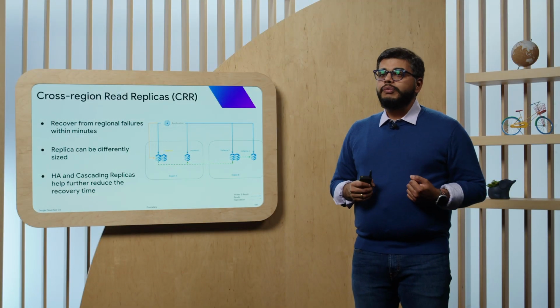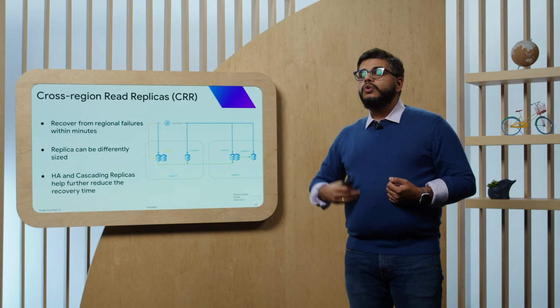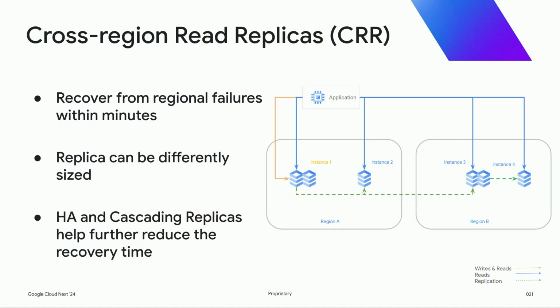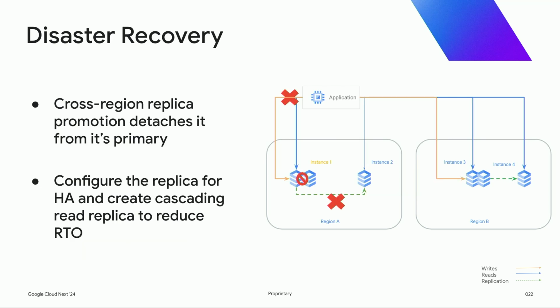Cloud SQL also supports the creation of cascading read replicas whose source is another read replica. And in this case, the promotion of a replica to be a primary instance means that its cascading replica is already there and is already able to use the primary instance. And so as you can see on this slide, if instance 1 is down, you will go and promote instance 3. It already has high availability enabled. It has a cascading replica, and you're able to quickly perform the promotion and perform the disaster recovery with little recovery time objective.